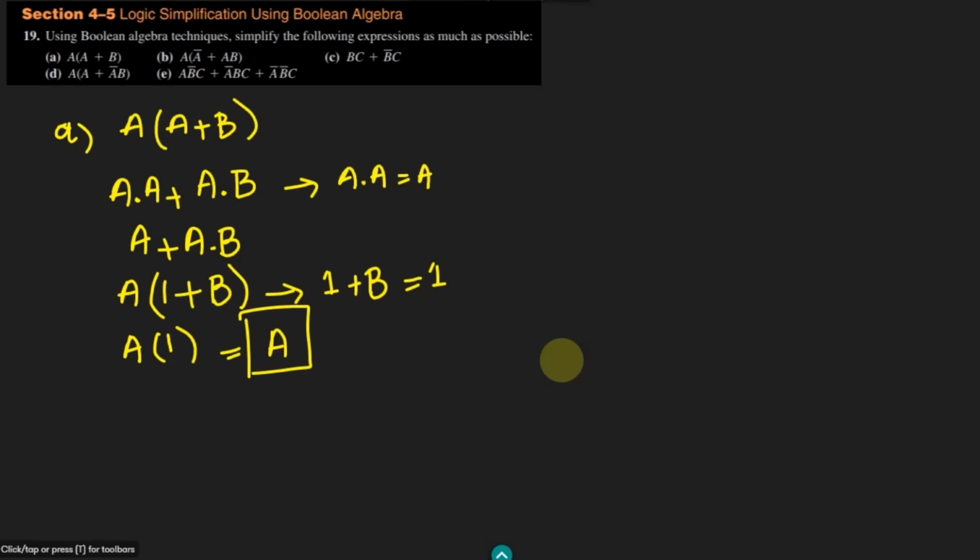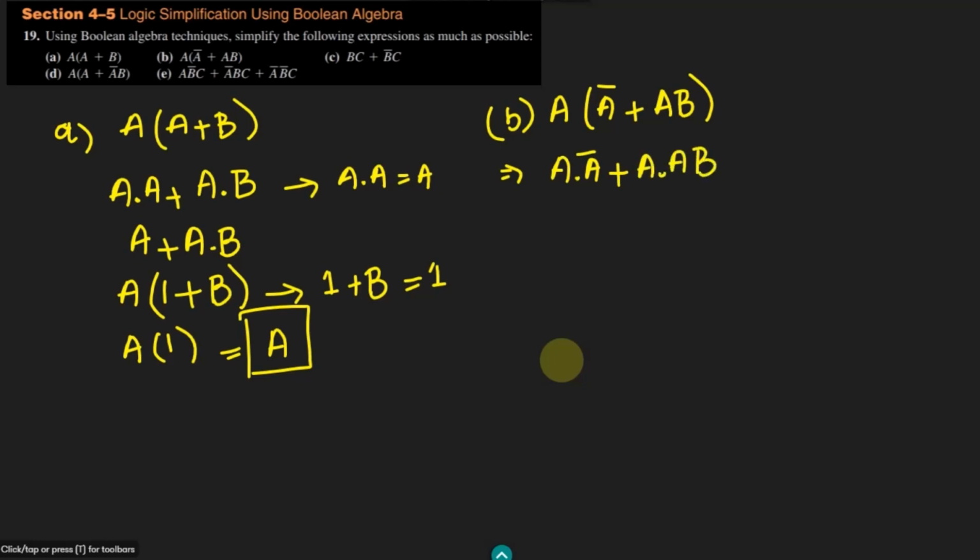Okay, similarly part B, here we have A(A' + B). Okay, now again using the distributive law, multiplying this A with all the terms which are inside this bracket. So A dot A prime plus A dot B.